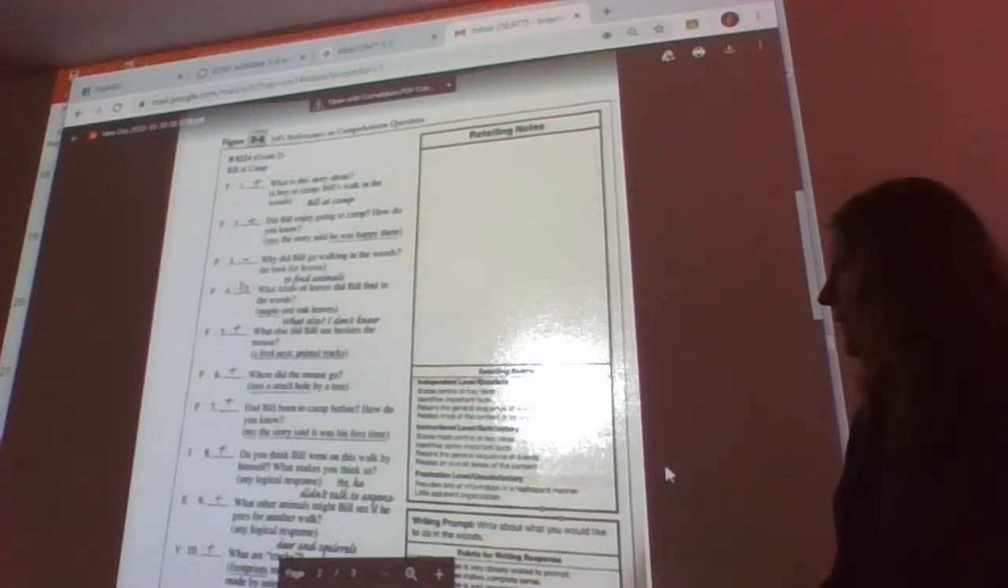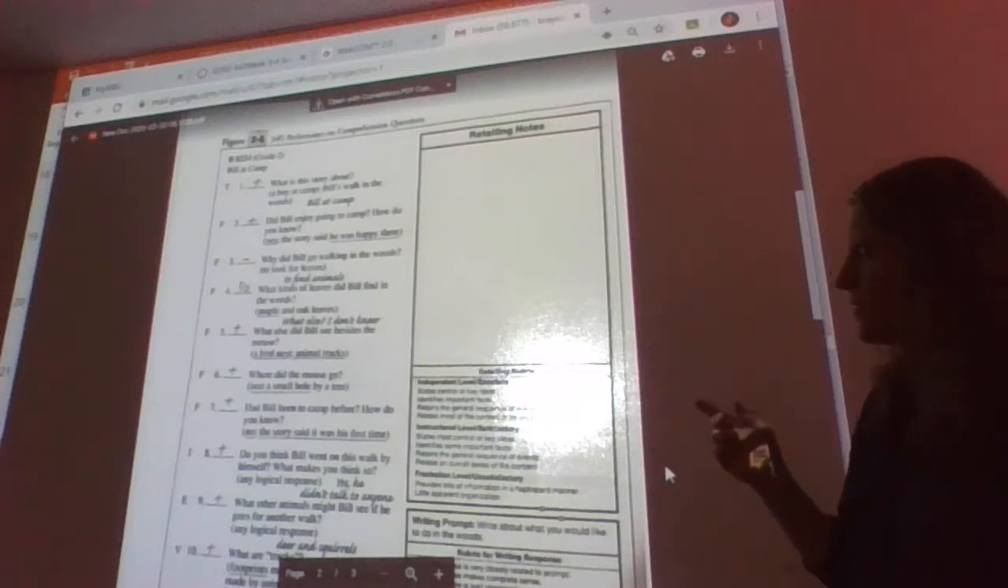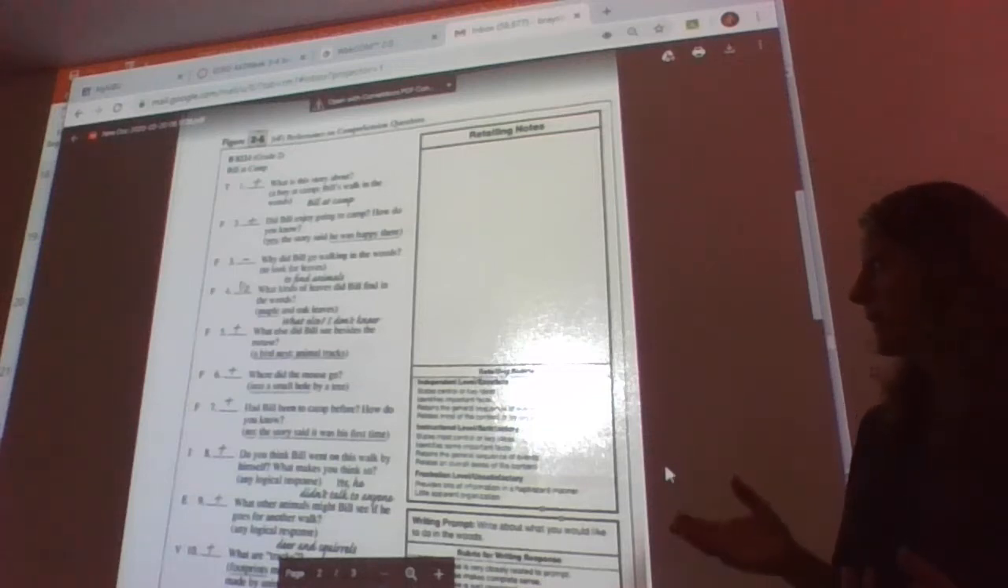So that was correct. And then finally, V is vocab. What are deer tracks? And he said footprints made by an animal. And so that was a plus. Now, if there's a semicolon, like on number 5, what else did Bill see besides the mouse? A bird nest, semicolon, animal tracks.